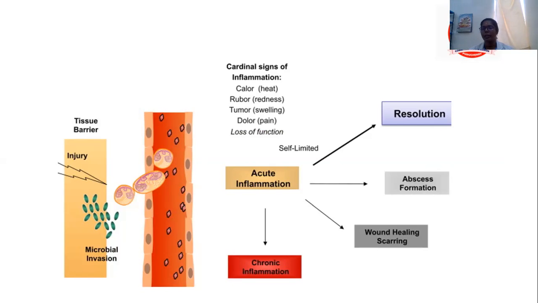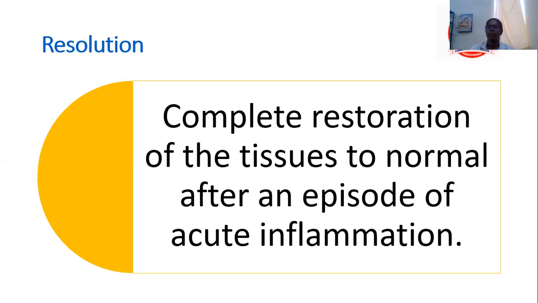This acute inflammation can have the following outcomes. It can go for resolution, abscess formation, wound healing, or chronic inflammation. So let us see what resolution is. It is a complete restoration of the tissue to normal after an episode of acute inflammation. That is called resolution.